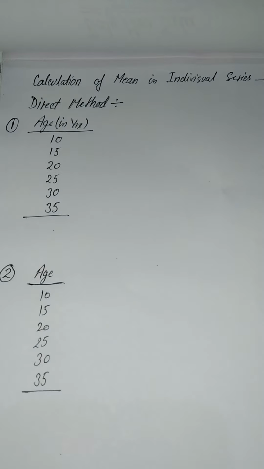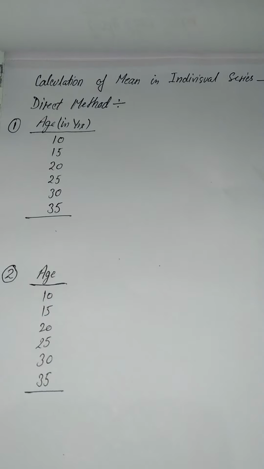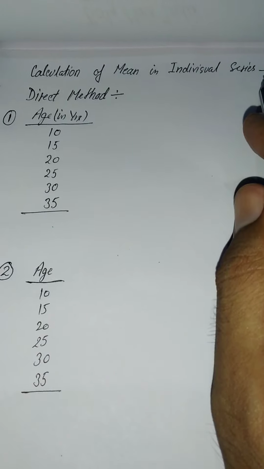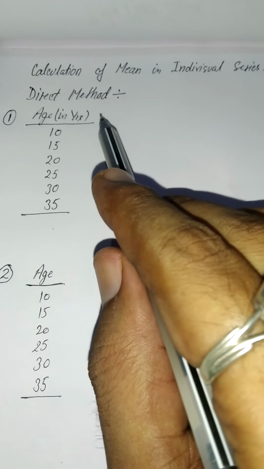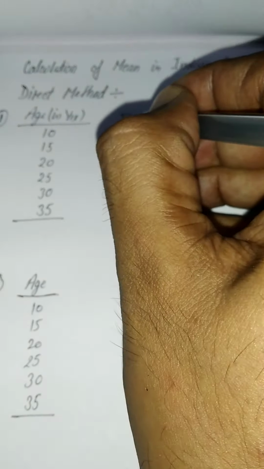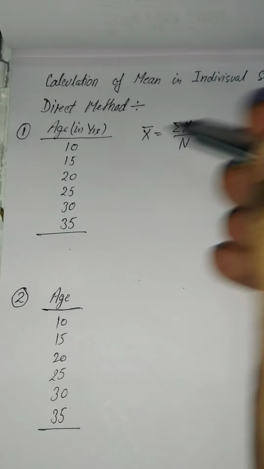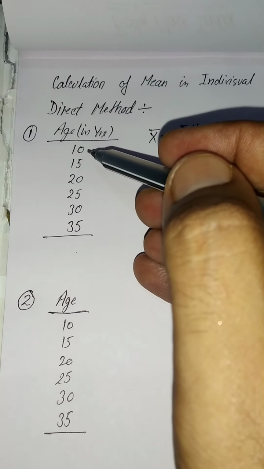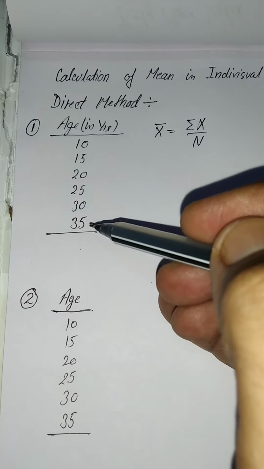Today we are going to start the calculation of mean in individual series through the direct method. For this, first of all you will have to write the formula to calculate mean from the direct method, and that is sigma x upon n. Sigma x means whatever items have been given in the form of x, its total will be taken.